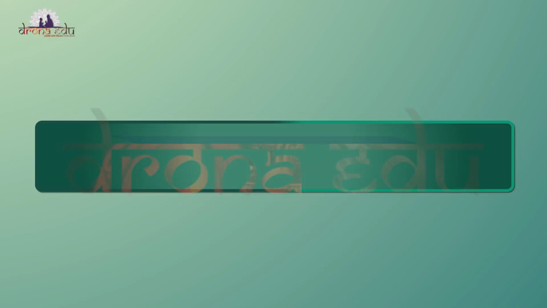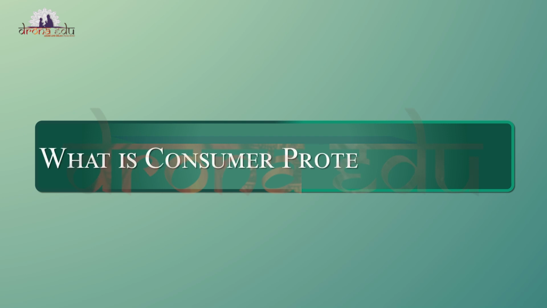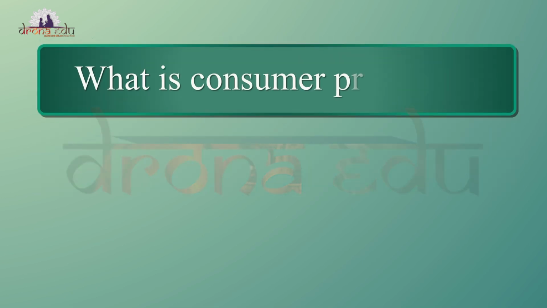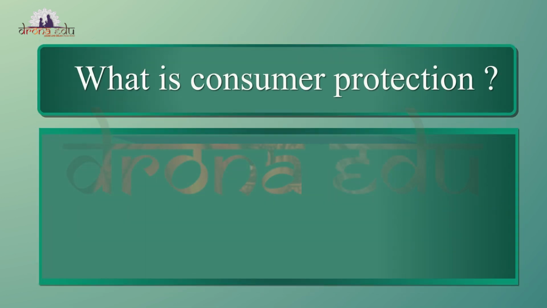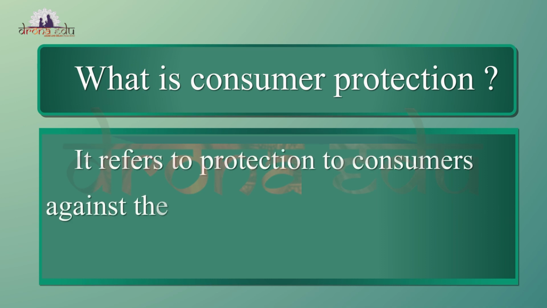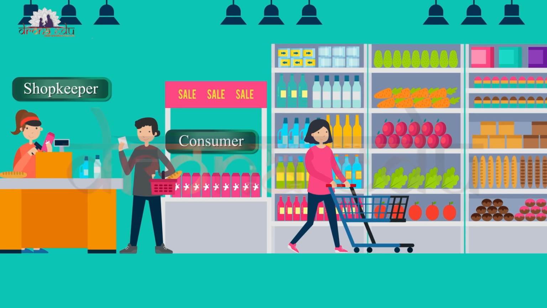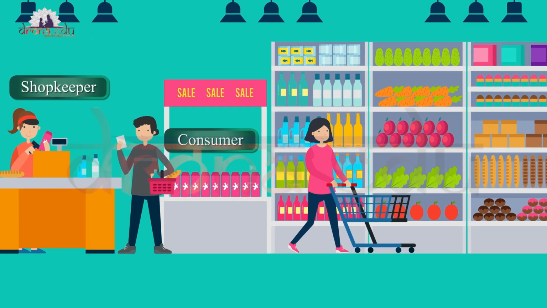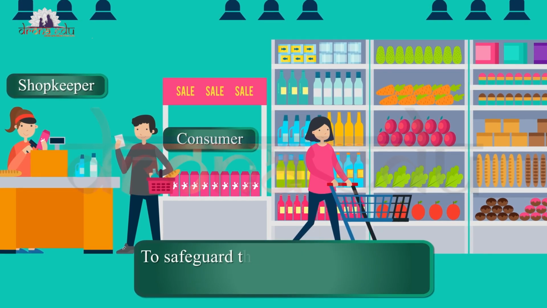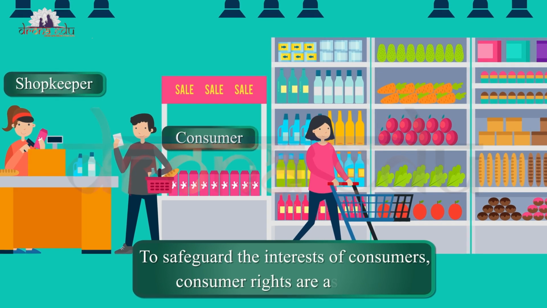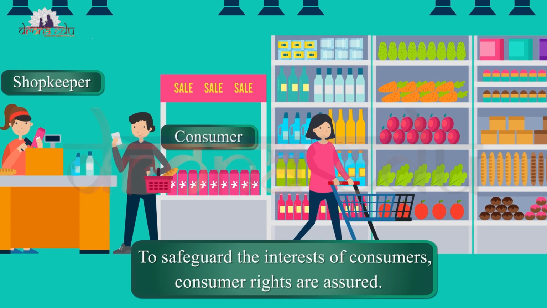In this video, we will learn about what is Consumer Protection Act. So before going further, let us learn about consumer protection. Consumer protection refers to protection to consumers against the exploitation by the producers and traders. There is a great need of consumer protection. Why? Because to safeguard the interest of consumers and consumer rights are assured.